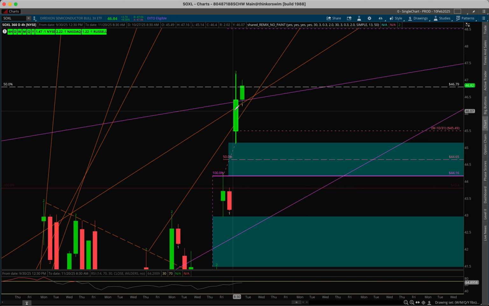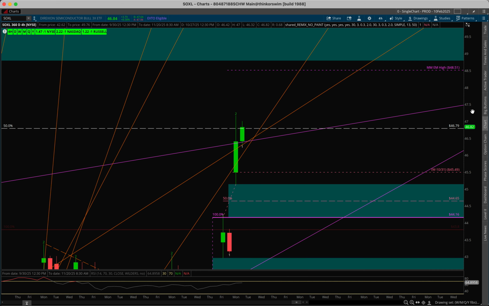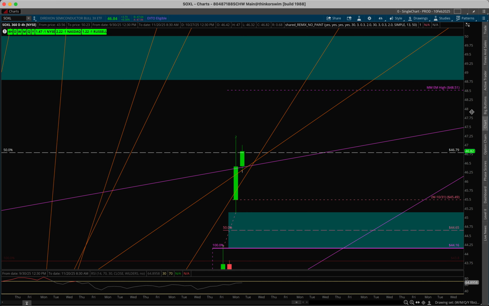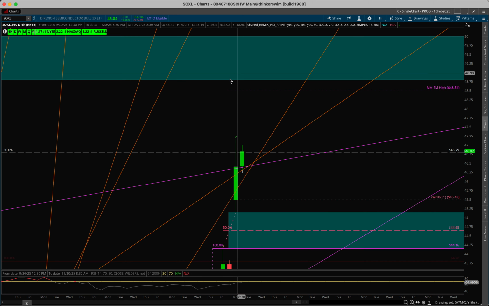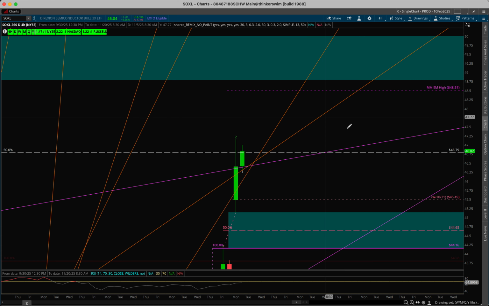To the upside, we would have a 2-1-2 up continuation, triggering at the high here of this 1, and the magnitude would only be here, this 2 up. So not a lot of magnitude, and again, we'd have to look at our extended targets here. If we bring it into focus, again, that market maker's expected move high is up here at 48.51, which is just below the gap up here at 49.50. And we've talked about how a gap can be a rejection or a bounce point as well.